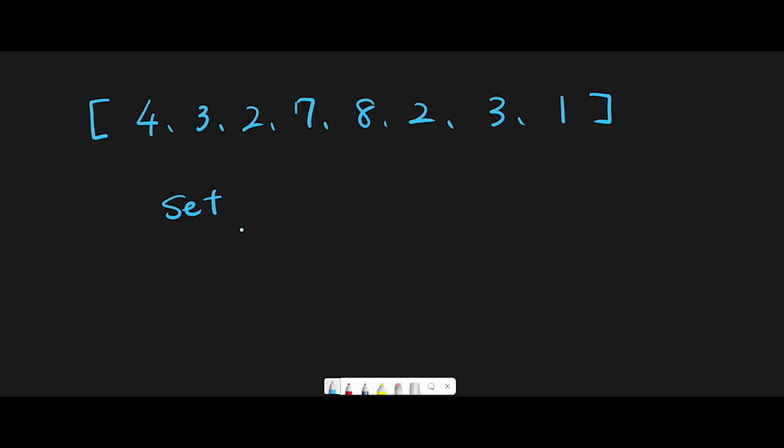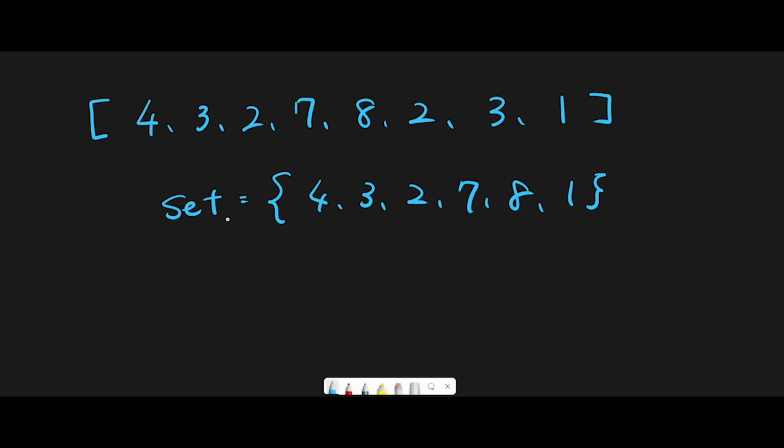Actually, it's very simple. First of all, we convert this input array into a set so that we can remove duplicate numbers like 3 or 2. And in the end, the set will have 4, 3, 2, 8, 7, 1. After we create the set, we just iterate from 1 to n, where n is the length of the input array. So 1, 2, 3, 4, 5, 6, 7, 8. We iterate from 1 to 8.